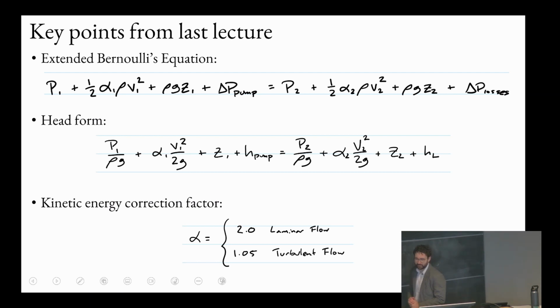This alpha here that multiplies our kinetic energy term is a correction factor to account for the fact that the average energy of our streamlines, the square of that, isn't the same as the sum of each individual streamline squared. So that's just a switch. We just know the value of alpha if we have laminar or turbulent flow.